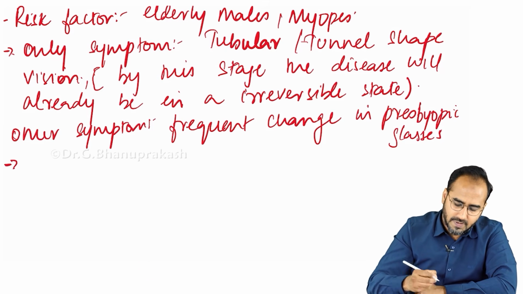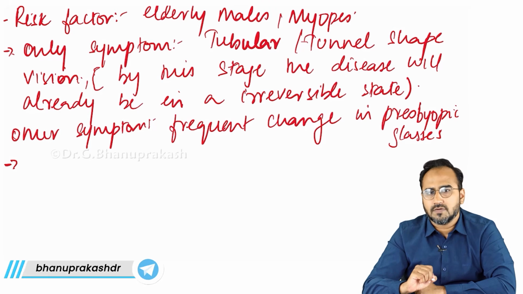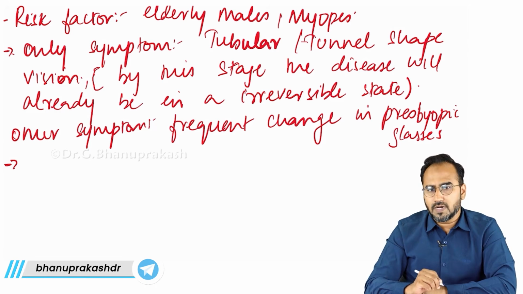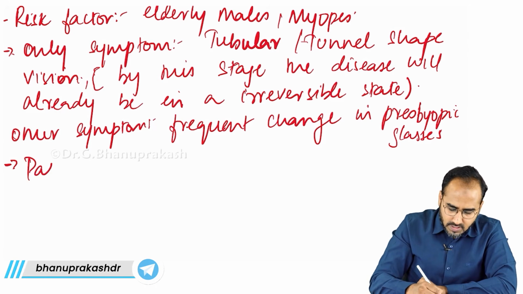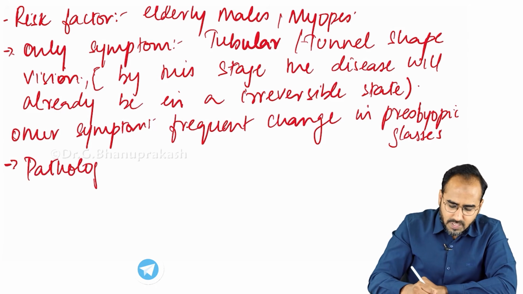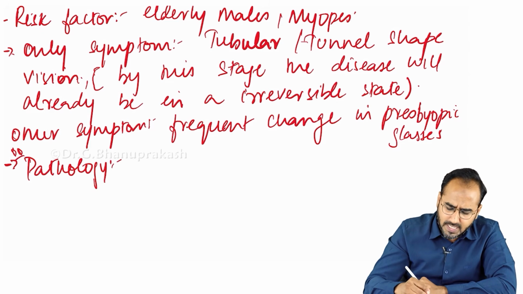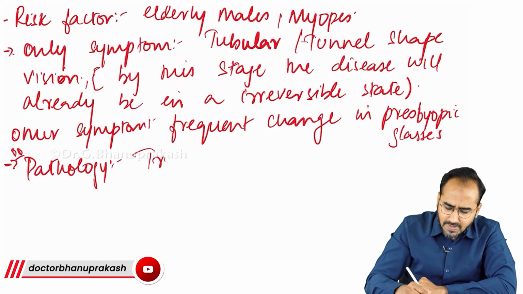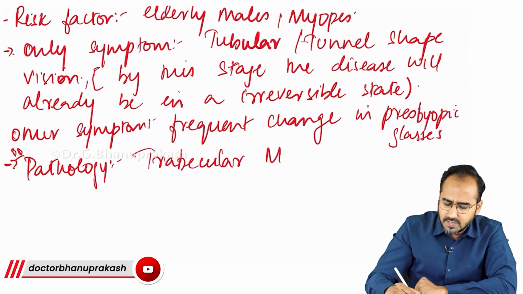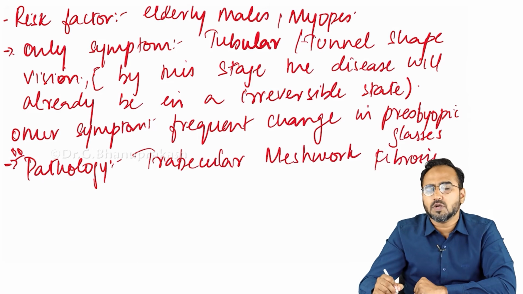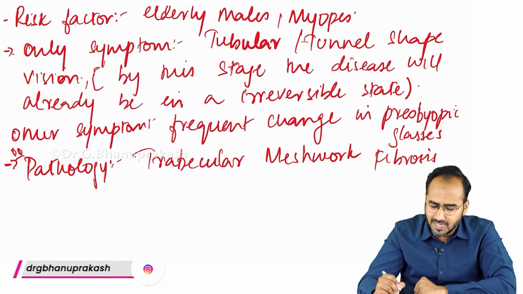Now, we have discussed the risk factors. We have discussed which is more dangerous and all. Right. So, now we will discuss the pathology. The pathology of open angle glaucoma. Come on guys, what is the pathology of open angle glaucoma? This is very, very important. The pathology of open angle glaucoma is what? It is the trabecular meshwork fibrosis. Trabecular meshwork fibrosis. That is the most common pathology of open angle glaucoma.